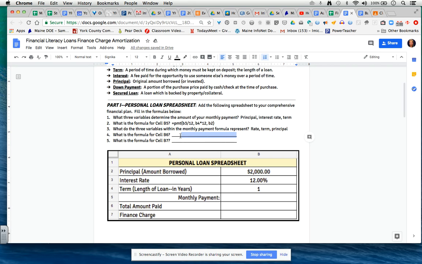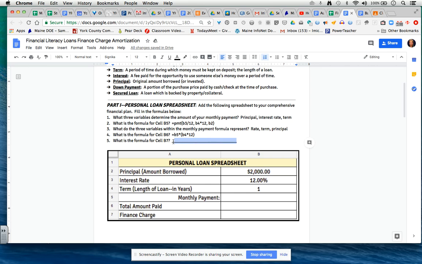Okay, so next, what's the formula for cell B6? We're going to be paying back, of course, more than we borrow. That's how banks make their money. So we'll be having 12 payments of the monthly payment. So the formula is equals, and then the monthly payment is going to be located in cell B5 times the term times 12. So we're going to have 12 of those monthly payments. So that is what belongs in cell B6.